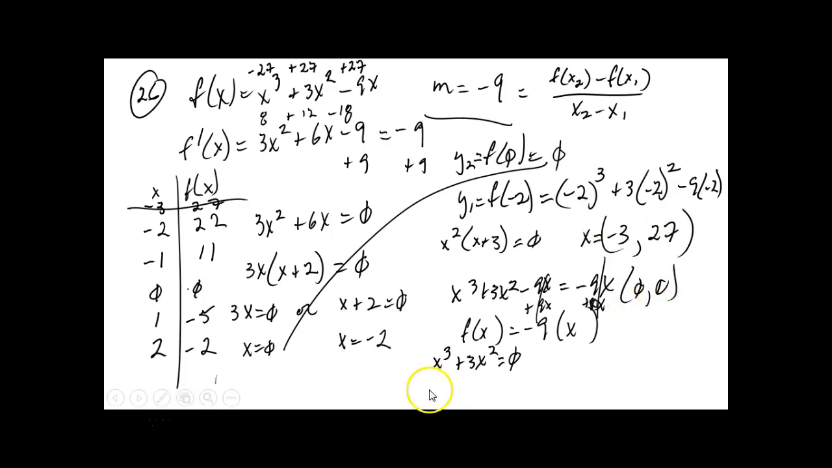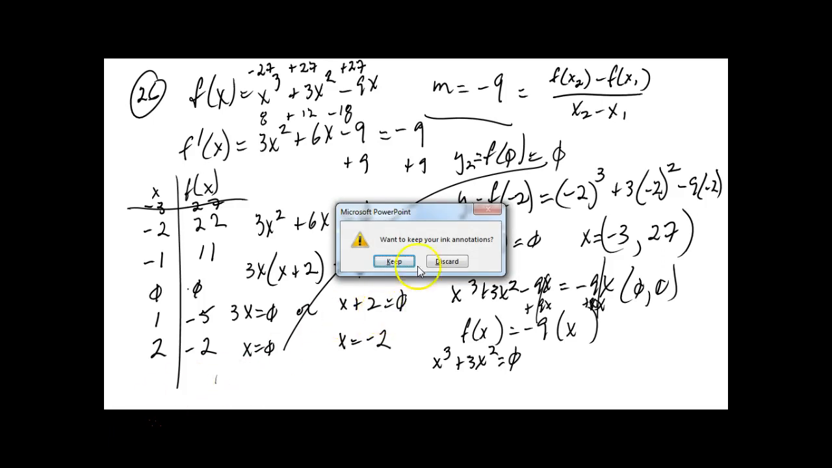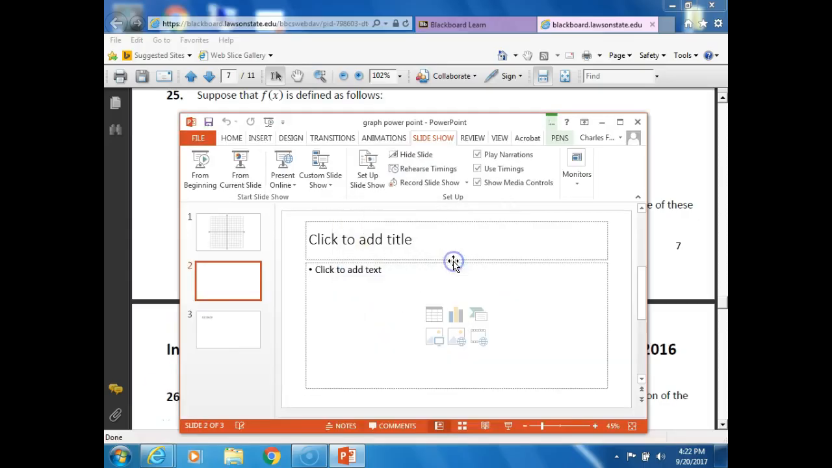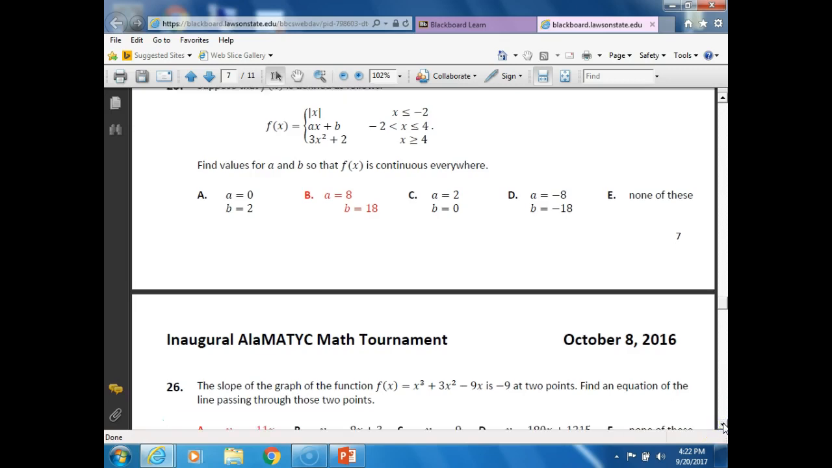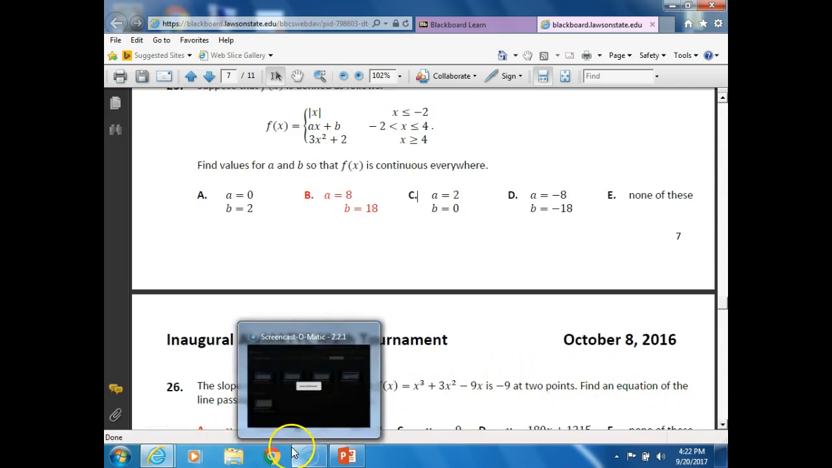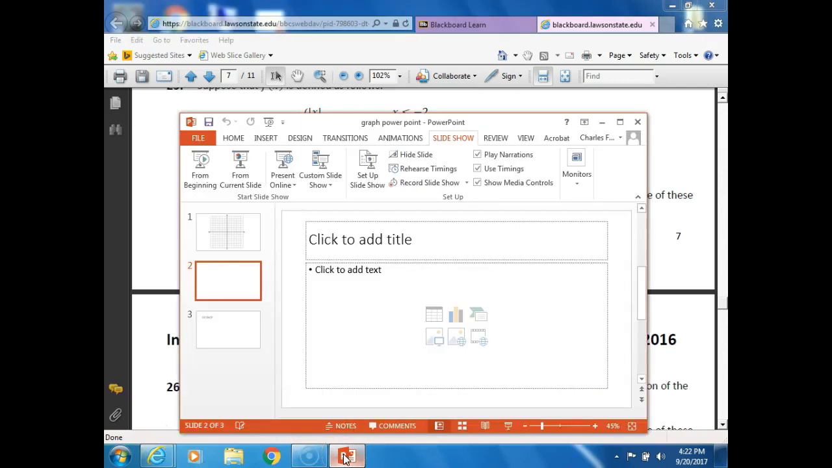Let's go back and see if that's the answer. I hate it because I'm going to lose this. But, okay. So, negative 3, 27 and 0, 0. Find an equation of a line passing through those 2 points. I'm sorry I didn't do the whole problem. Okay, let's go back to our PowerPoint.